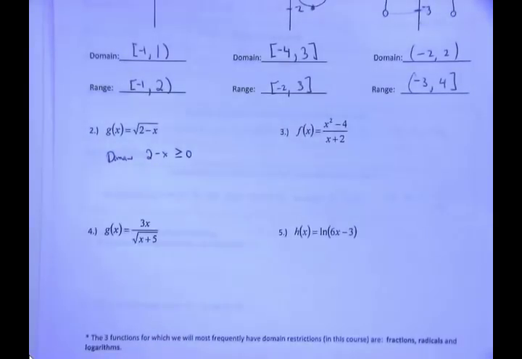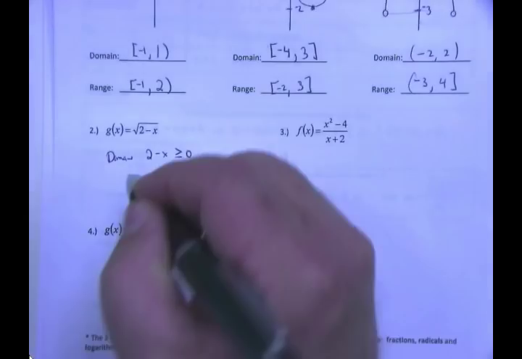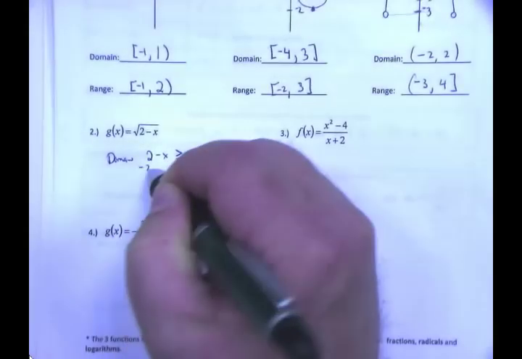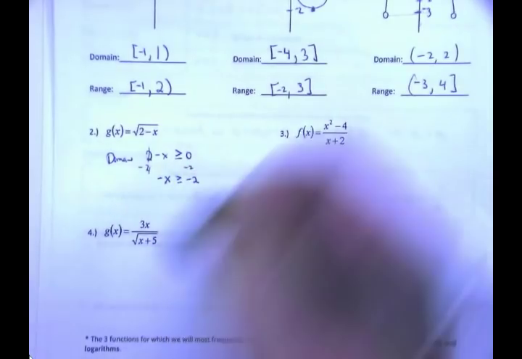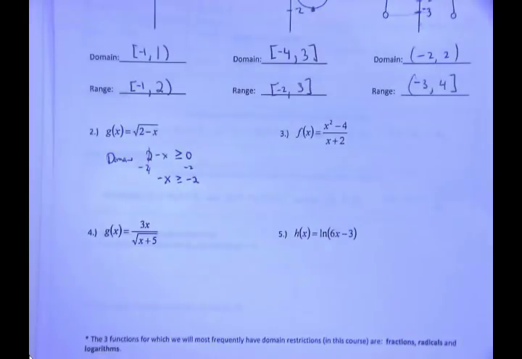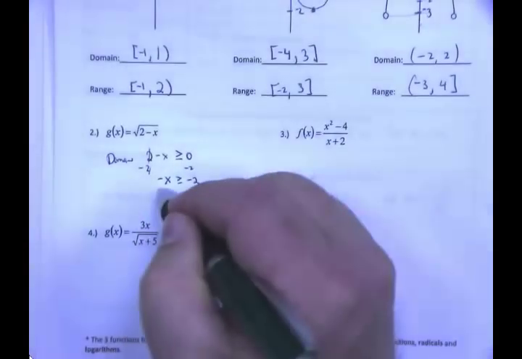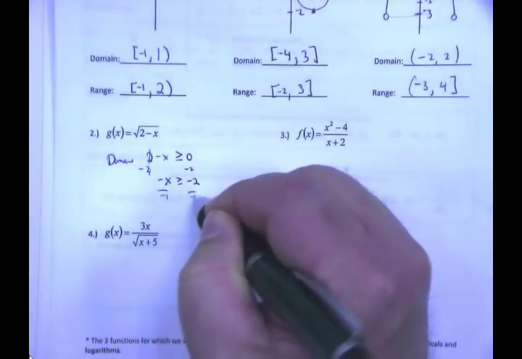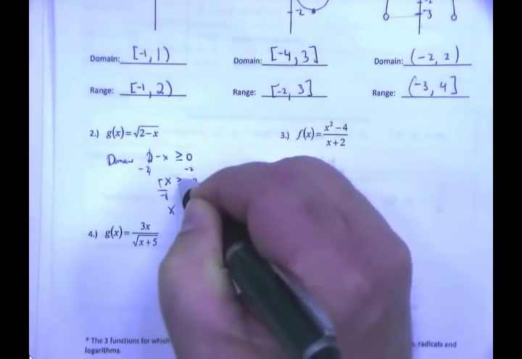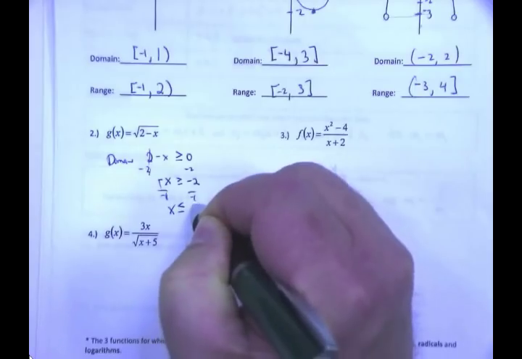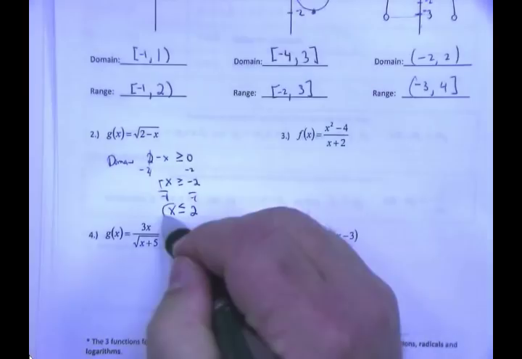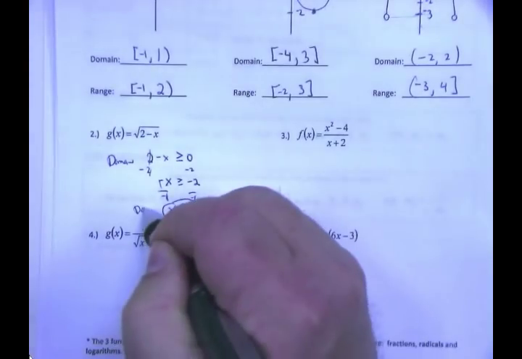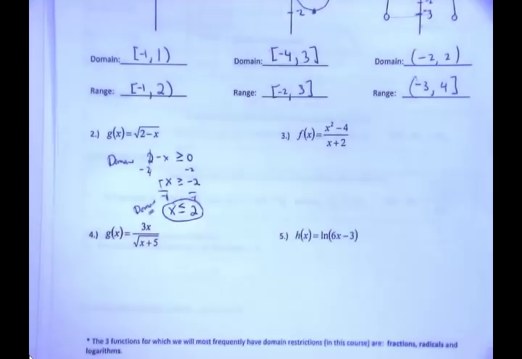Now, help me solve this thing. What's my first move to solve this guy? Well, I'm going to subtract 2 from both sides. Minus x is greater than or equal to negative 2. Now, what do you got to do to get that x by himself? I'm going to divide by negative 1. But something should scream at you besides me about dividing by a negative number. So I've got to switch the sign. That becomes less than or equal to negative 2 divided by negative 1, which is 2. And that is my domain. Does that make sense?